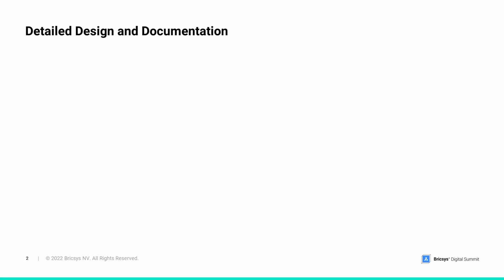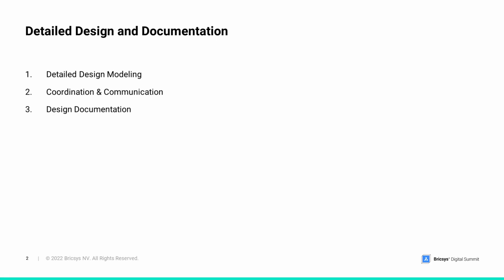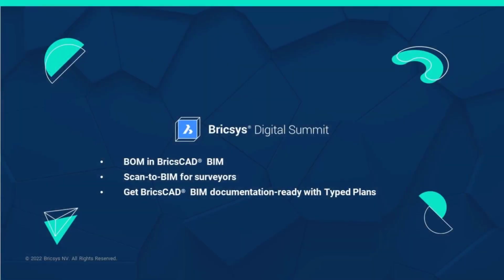Right, so what have we learned today? We've taken a look at the detailed design and documentation phase of a construction project. In this process, I have demonstrated the most important improvements and new features of the detailed design phase, coordination and communication, documentation phase, and the creation of other 2D deliverables. This was a bird's-eye overview of the entire workflow. If you want to go a bit more in depth about certain topics such as the Bill of Materials Manager or type plans, be sure to watch the other breakout sessions available online.